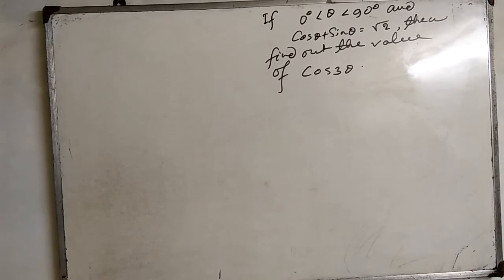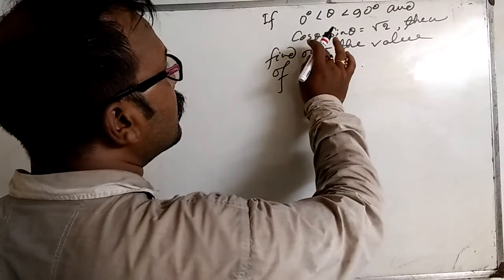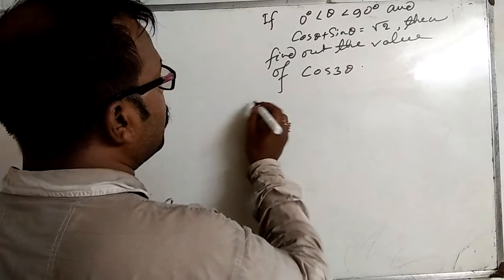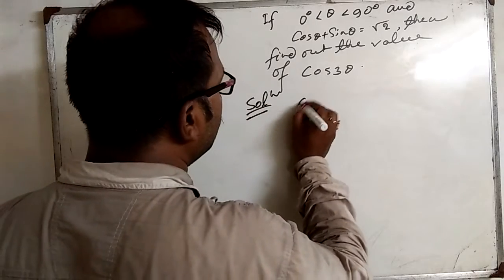I just discussed the next problem. Theta belongs to 0 to 90 degrees and cos theta plus sin theta equals root 2. Then find out the value of that. So the solution is so easy.